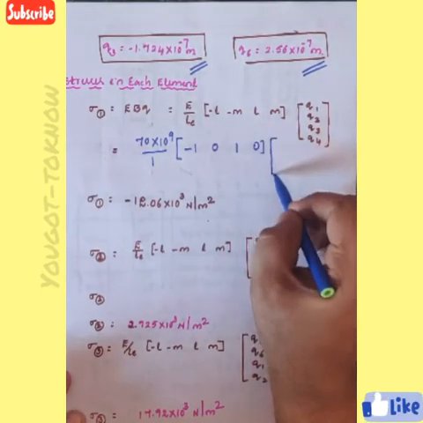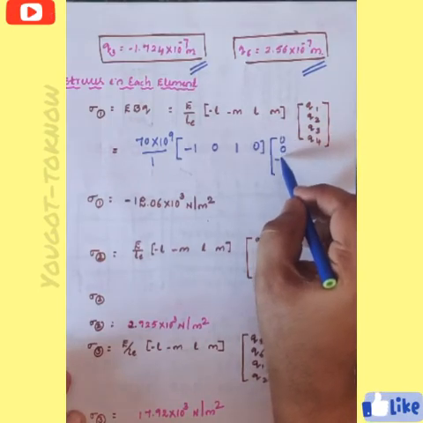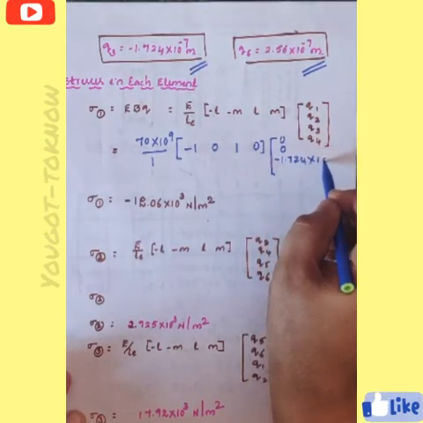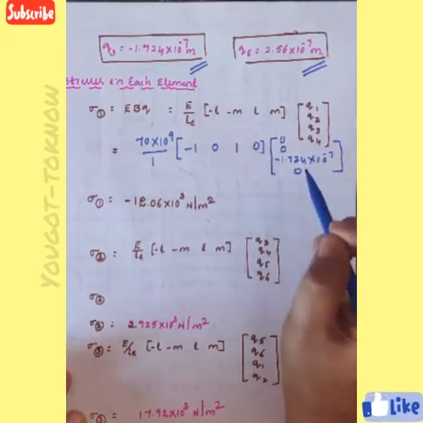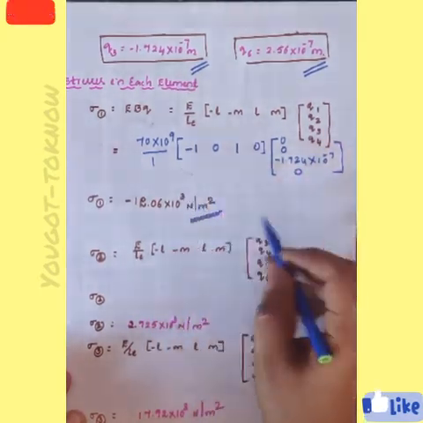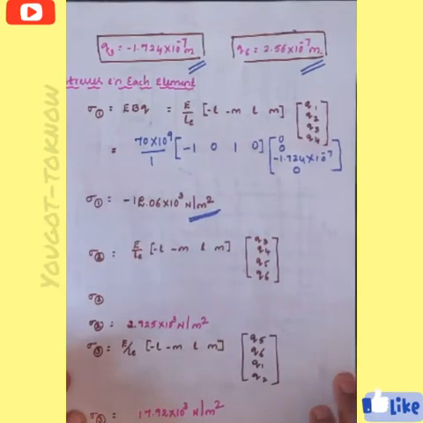Then what is Q1, Q2, Q3? Q1 is 0. Q2 is 0. Q3 is minus 1.724 into 10 power minus 7. Q4 is 0. Now if you solve this, you are going to get a stress of minus 12.06 into 10 power 3 Newton per meter square. This is for this one.